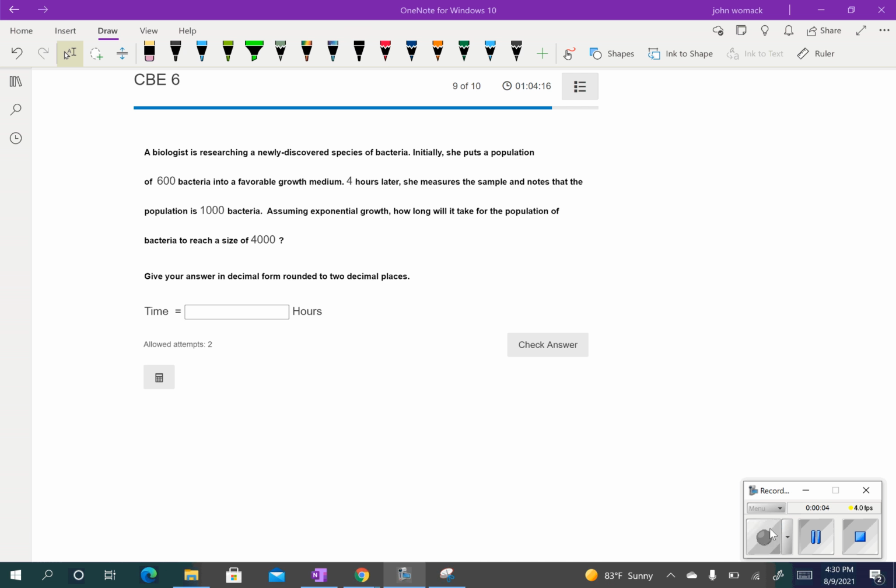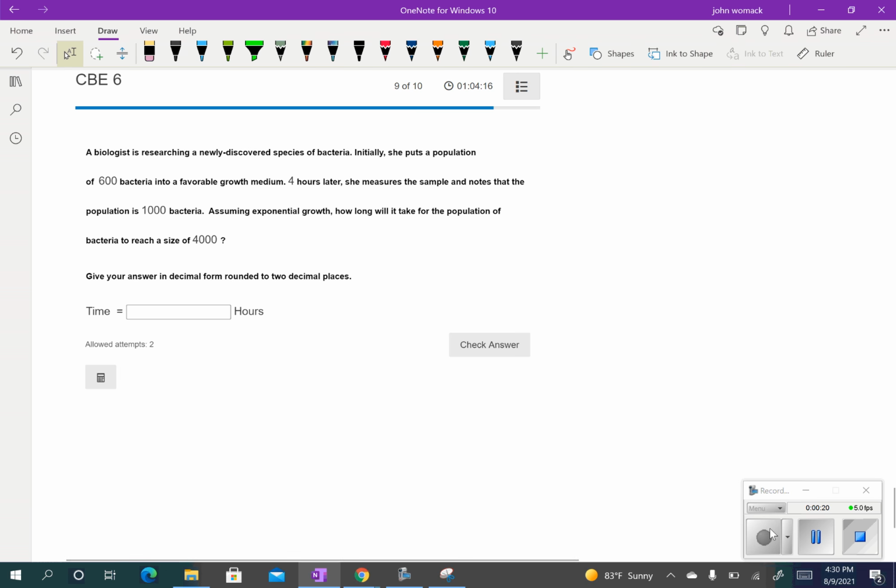Question 9 says a biologist is researching a newly discovered species of bacteria. Initially, she puts a population of 600 bacteria into a favorable growth medium. 4 hours later, she measures a sample and notes that the population is 1,000. Assuming exponential growth, how long will it take the population of bacteria to reach 4,000?